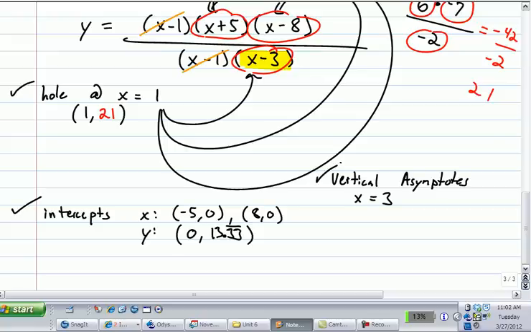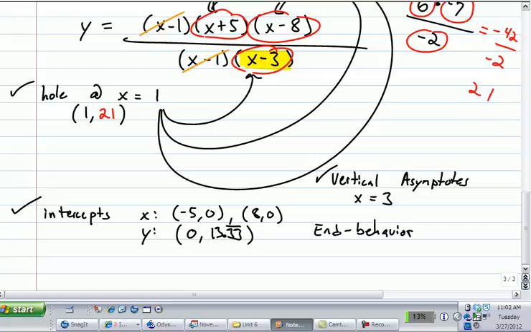x equals 3. Asymptote, spelled A-S-Y-M-P-T-O-T-E. I didn't spell vertical asymptote, I spelled asymptote, singular. All right, end behavior.